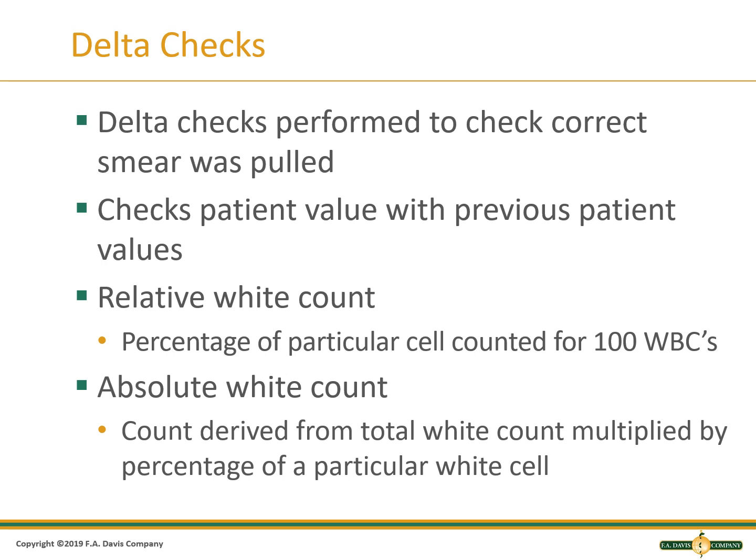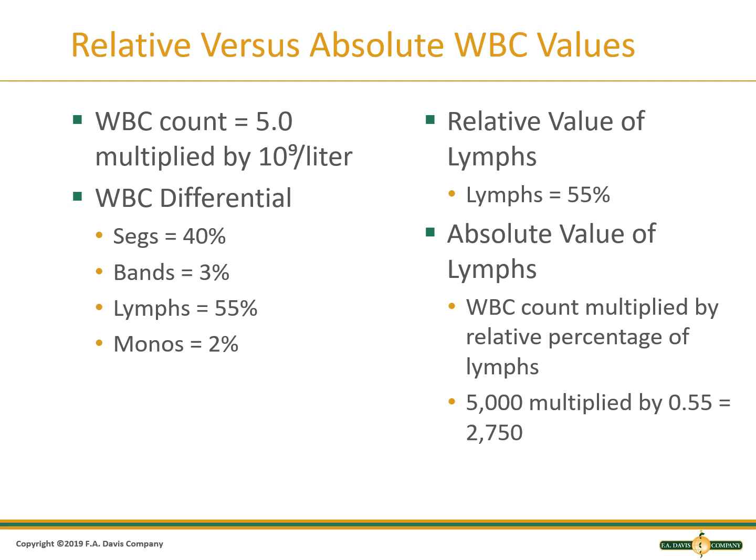You also have your relative white blood count, which is the percentage of the particular cell counted for that 100 cells within the white blood cell differential. You also have an absolute white count, and that count is derived from the total white count multiplied by the percentage of that particular white cell. And you'll see both of those on the printout with the automation. So this compares the relative versus the absolute white blood cell counts.